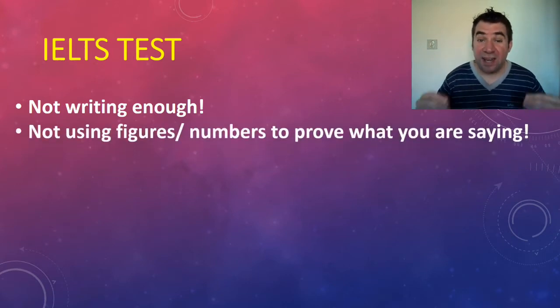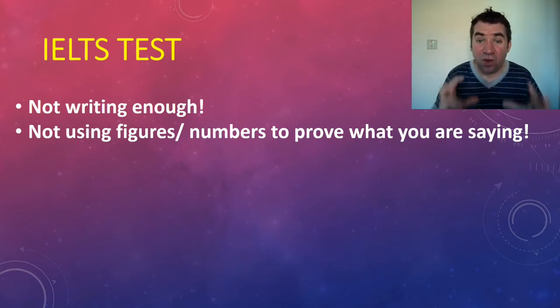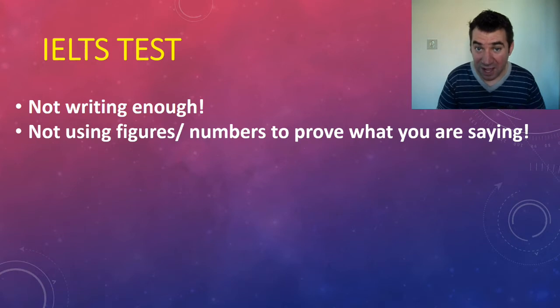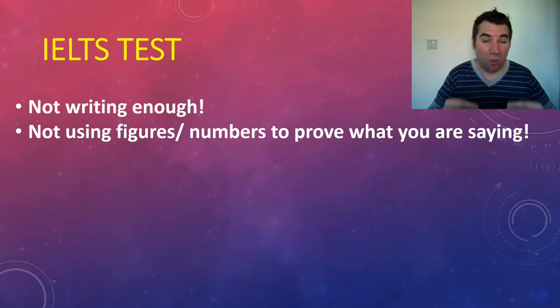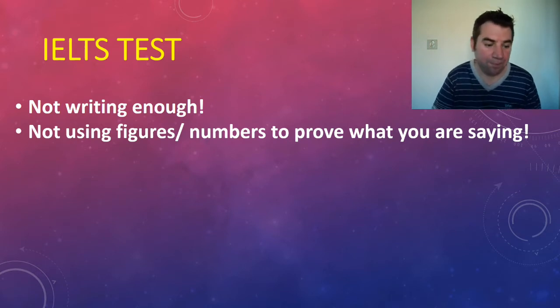Not using figures and numbers to prove what you say. You're usually dealing with pie charts or tables or graphs, and they're full of numbers and figures. You are expected to use these figures and numbers to prove what you're saying. And again, there's a link to another video here which is called Magic Numbers, which will show you how to understand these numbers, what numbers to look for, and how you can describe them. But make sure everything you're saying is backed up with figures and numbers. You have to use them.